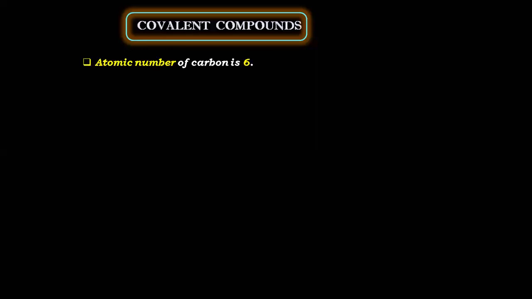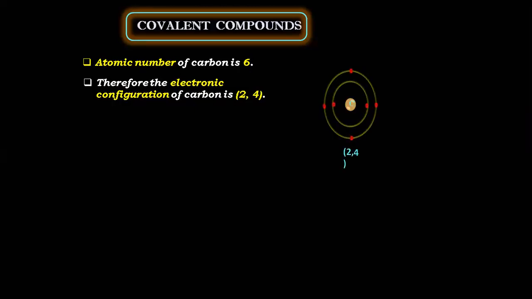So we'll first talk about the basics of carbon now. The atomic number of carbon is 6. Therefore, the electronic configuration becomes 2, 4. The last shell contains 4 electrons, and we all know that carbon, instead of donating and accepting, is going to share its 4 electrons to become stable. This is the structure of carbon, 2, 4.